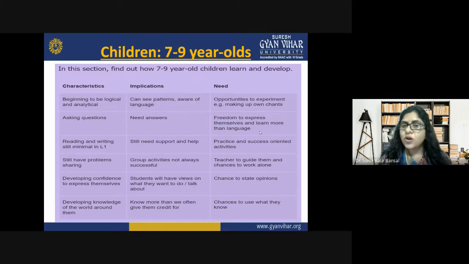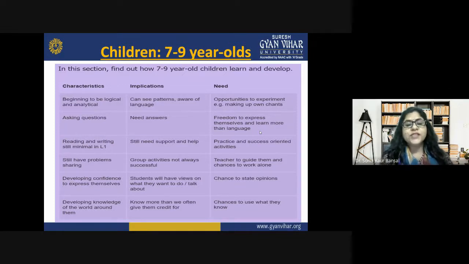So they must be talking to their peer group, with their family members, or maybe with teachers. This stage is something where they must be given more and more opportunities to mention their own opinions. What do they think in a particular situation?